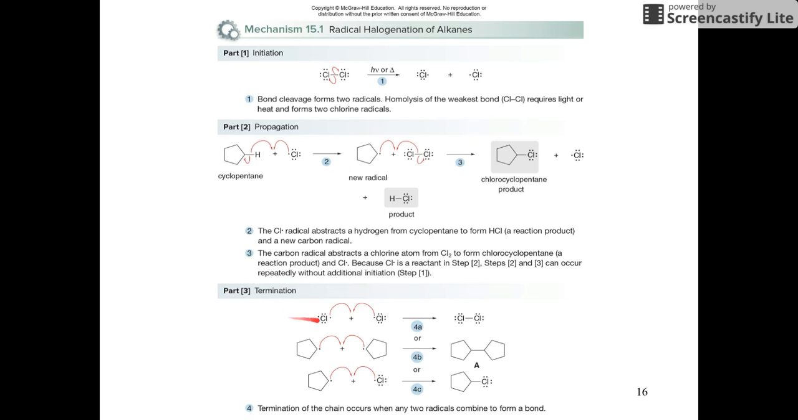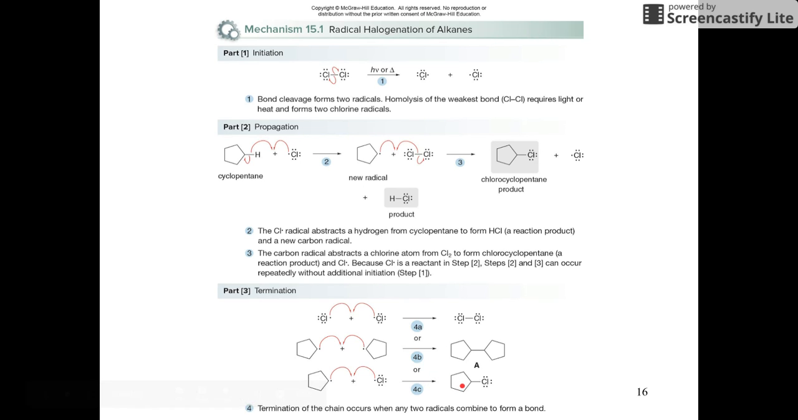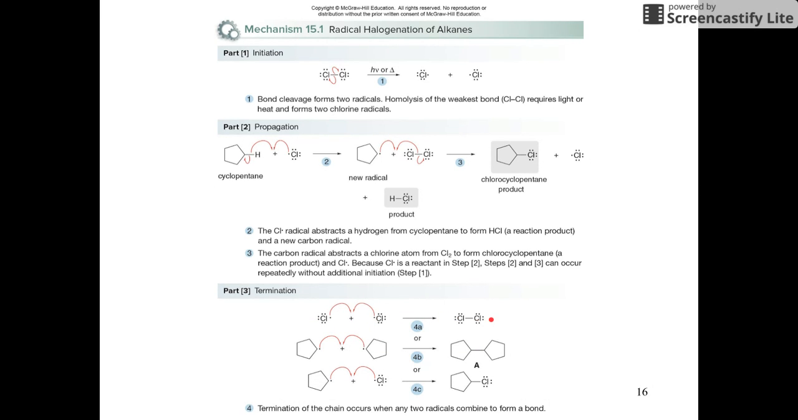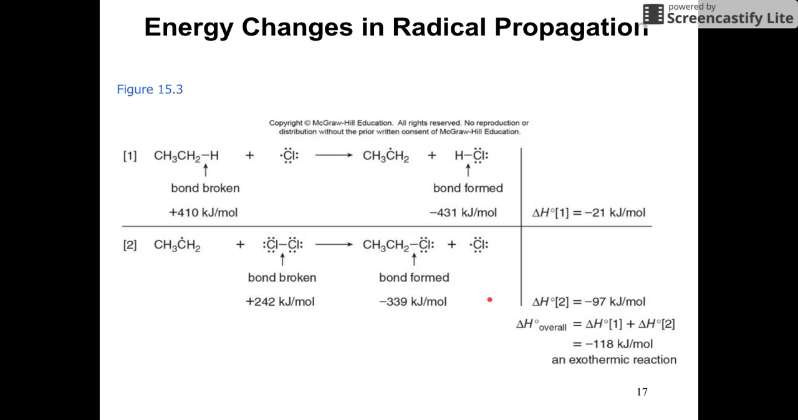Now, in terms of termination, again, any of these radicals could potentially react with each other. Now, this last one here actually forms product, but again, we no longer propagate and we don't create a radical there. But you can also have the two organic radicals come together, forming a different byproduct, or the chlorine radicals can come and form chlorine again.